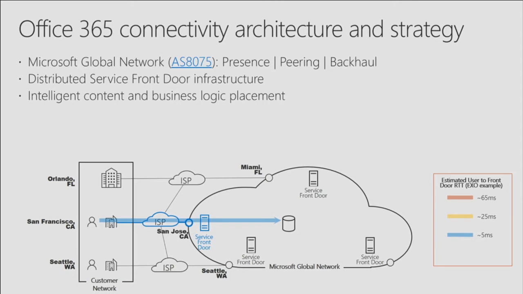But that's not it. The front door infrastructure is so important for internal optimization that the intelligent data placement for some workloads, such as Exchange Online, may actually move the data within the compliance boundary, within your tenant-specified geo, closer to the front door, which further optimizes your experience. So connecting the user to the closest front door not only reduces the latency envelope between the user and the cloud, but it also empowers the cloud to make intelligent data placement decisions.